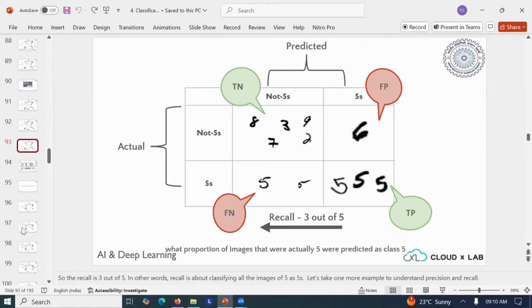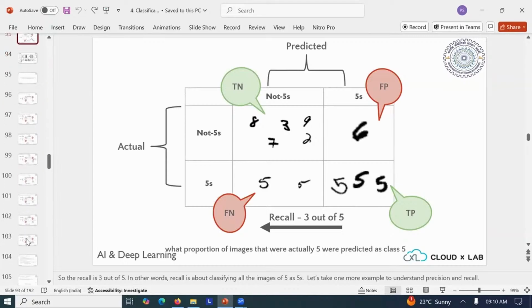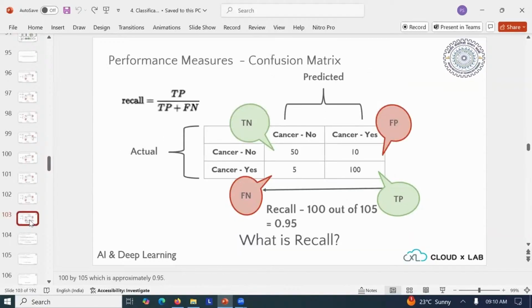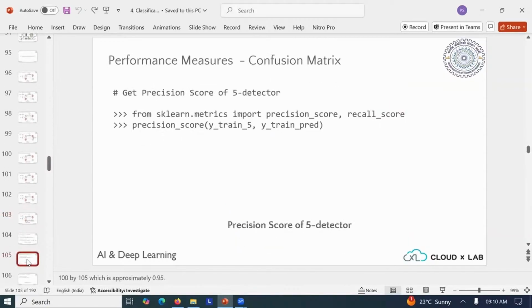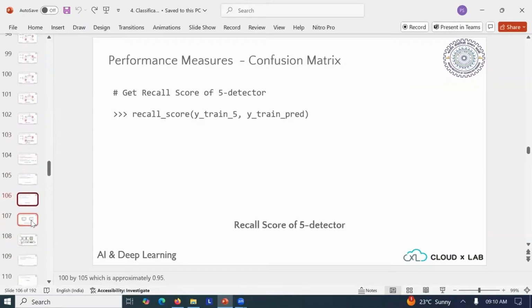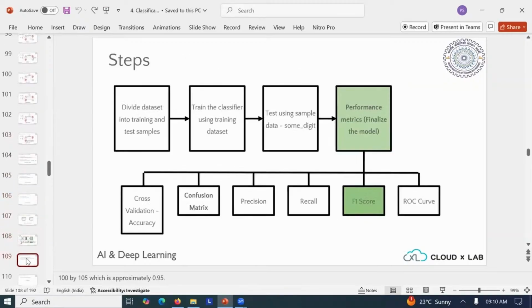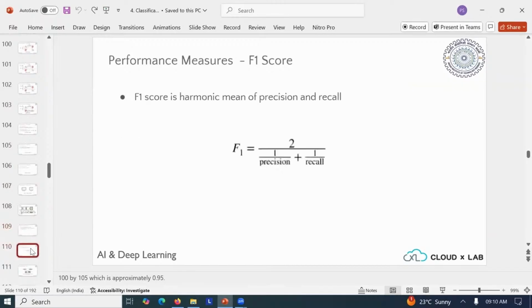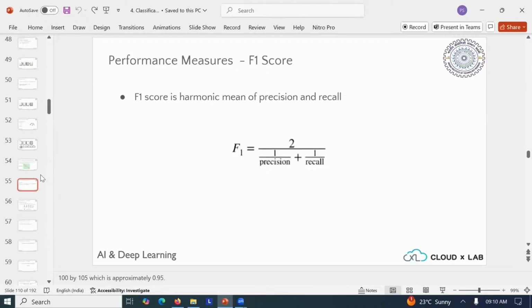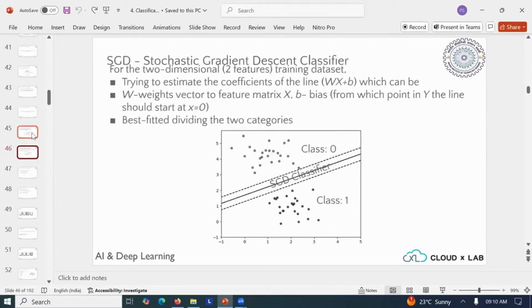Because we are using a very high threshold. We are using a very high threshold, which means if the model is telling yes, if the model is predicting 5, the probability of the model being correct is now very high, right? Because we are using a very high score. So this fact you can visualize using this diagram.